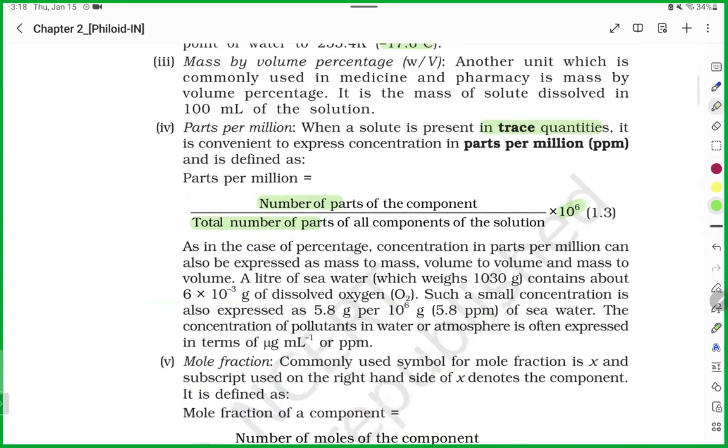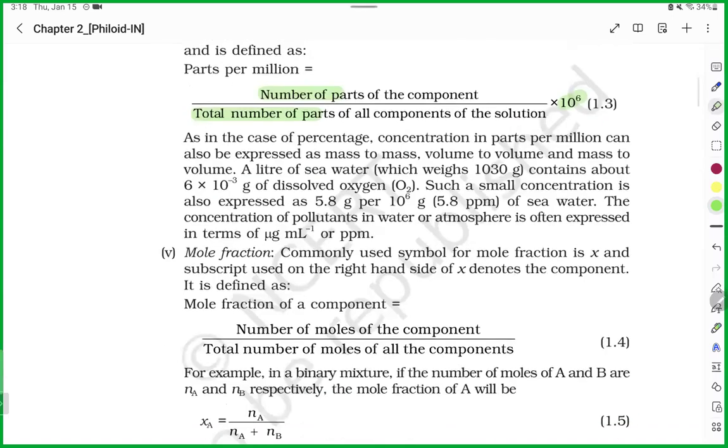Okay. Example, if you take any gas, you can take a gas in this one. How much oxygen is dissolved in the water? So the oxygen amount will be very, very less. So how many oxygen particles are in the total particles, multiplied by 100.